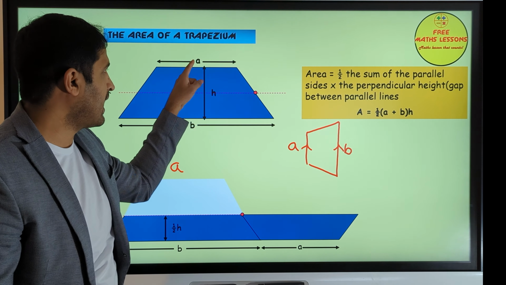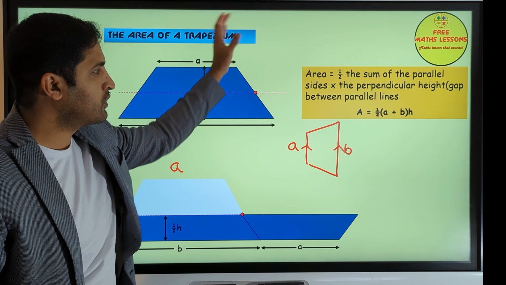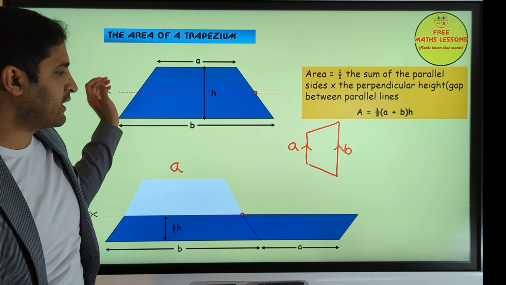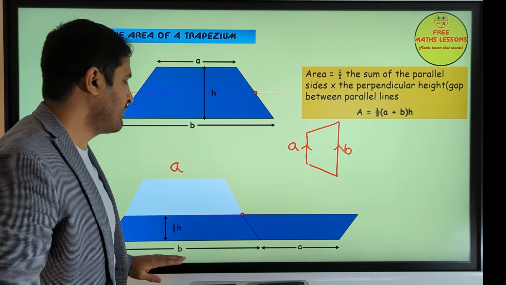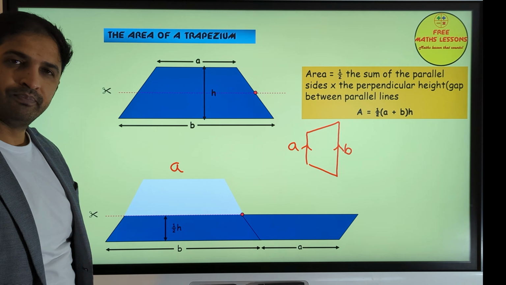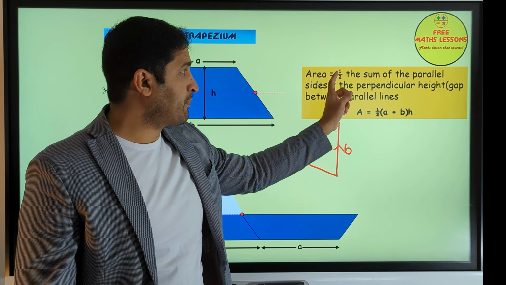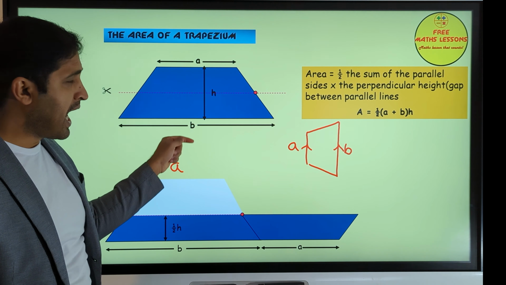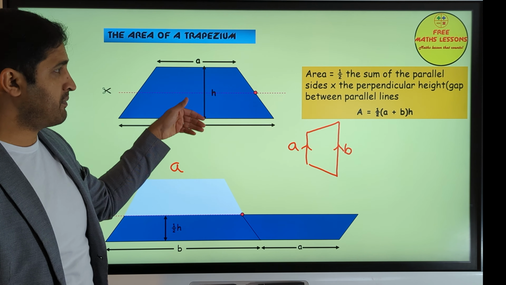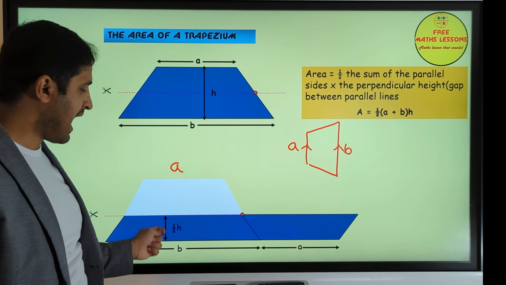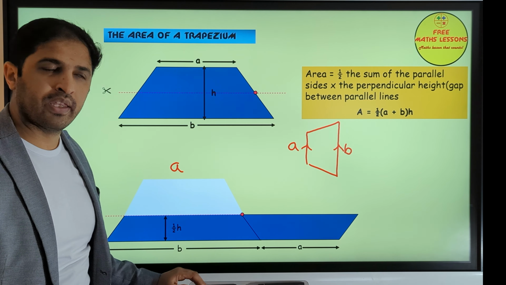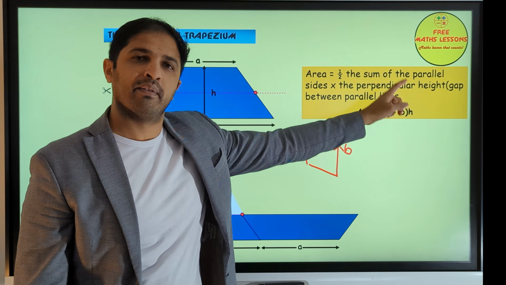Sorry, A plus B. That length goes at the bottom here because you're putting it upside down there, okay? And then you're multiplying by height because the area of a parallelogram is the base times the height. To work out the area of a trapezium, you do half of the parallel lines added together and then multiply by the height. Or you can half the height and then multiply by the two parallel lines added together. So that's what our formula becomes.